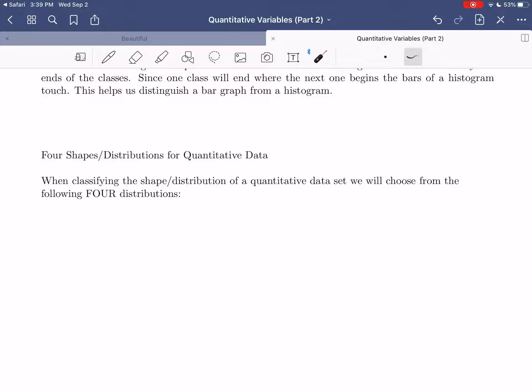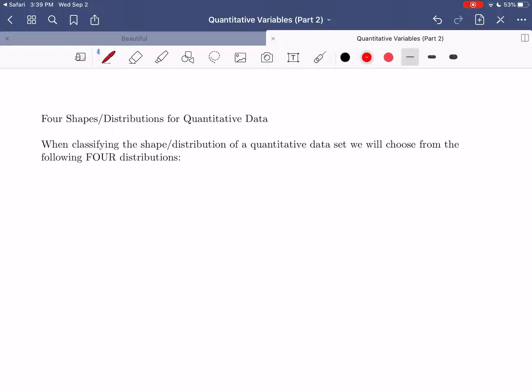So when classifying the shape or distribution of a quantitative data set, we will be choosing for our class from 4 distributions. There are obviously far more than 4 distributions in statistics. There are even data sets that don't really have a well-defined distribution. But in our class, if you're ever asked what is the shape or what is the distribution of a data set, then you know it will be one of these 4 things we're about to talk about. So what are the 4 shapes or distributions that we'll run into?